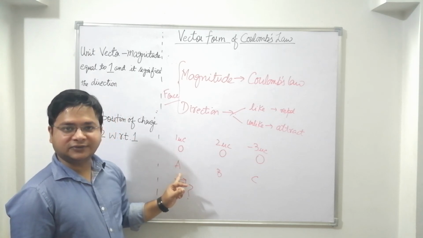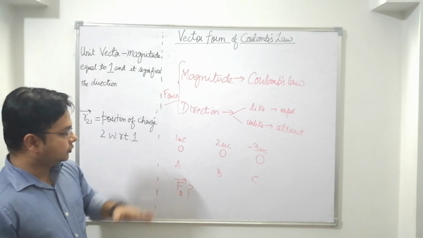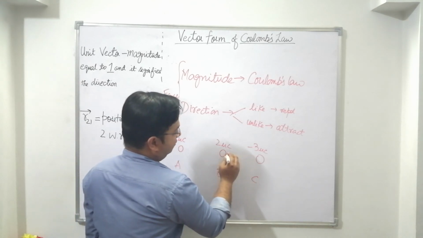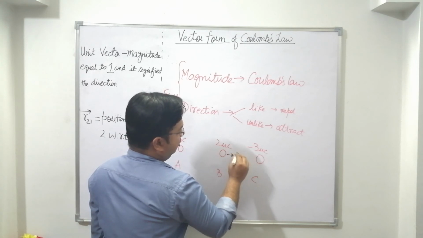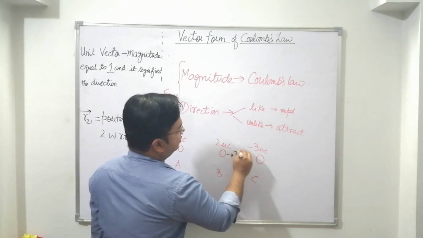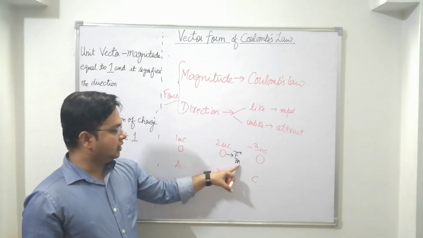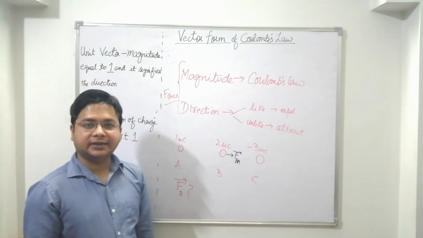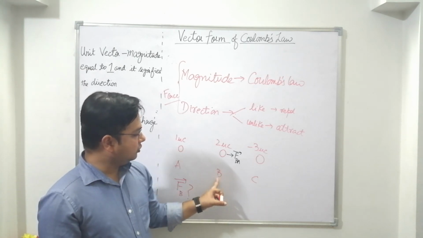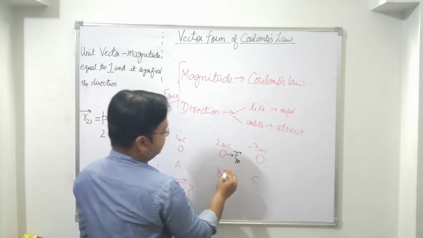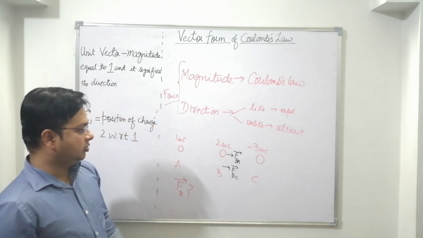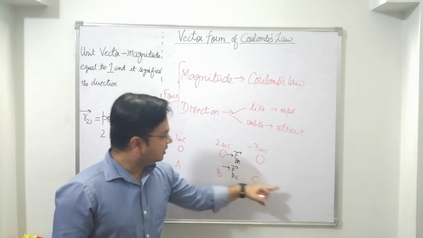A is a positive charge. So A is positive, B is also positive, so there will be a force of repulsion between the two. So direction of force on B due to A will be towards right. The force on B due to A, because A and B are positive, so like charges repel, so this will be towards right. Direction of force acting on B due to C. B positive, C negative. So direction of force acting on B due to C will be towards C, because unlike charges, positive and negative, will attract each other.